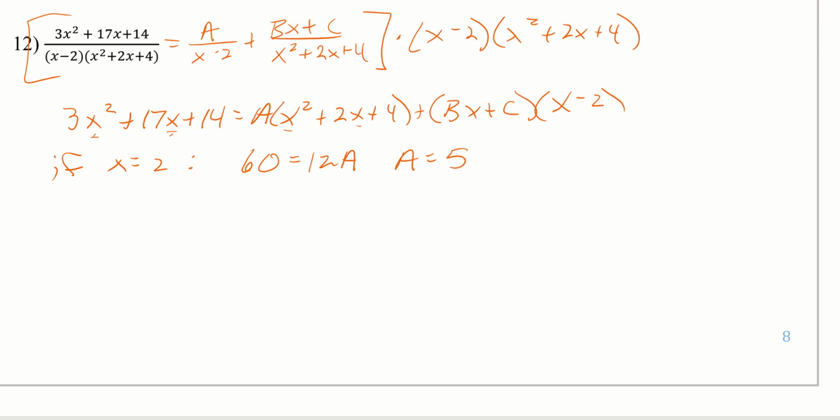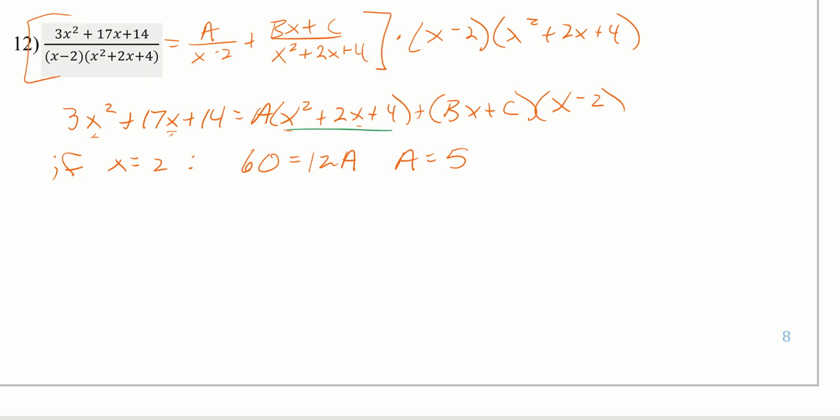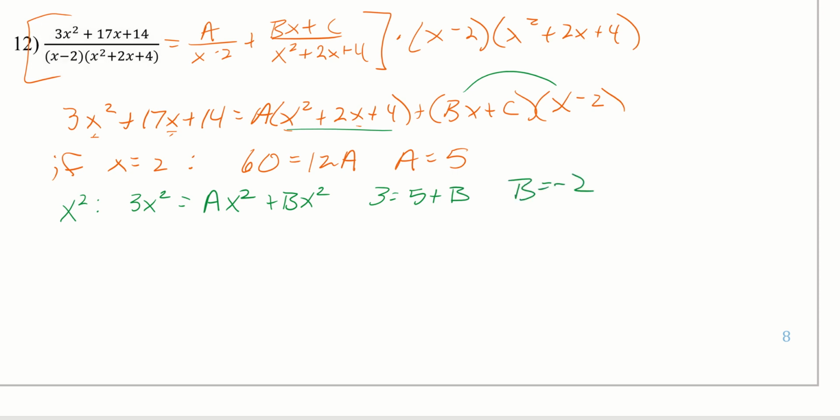Now we kind of go through different ones. Again, this factor right there makes it almost impossible to plug in an x value, so we're just going to start picking out stuff. So we'll do x squared. So we have 3x squared. On the right hand side we've got ax squared, and then that would also give you something, so plus bx squared. Cool. So if I plug in, I know what a is, so we have 3 is equal to 5 plus b, so b is equal to negative 2.